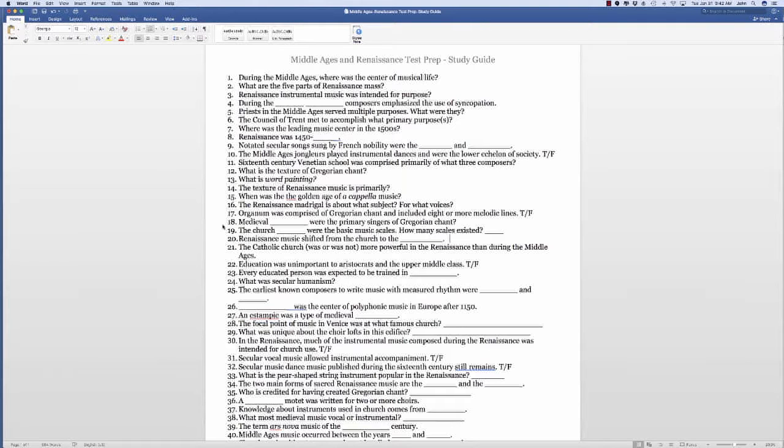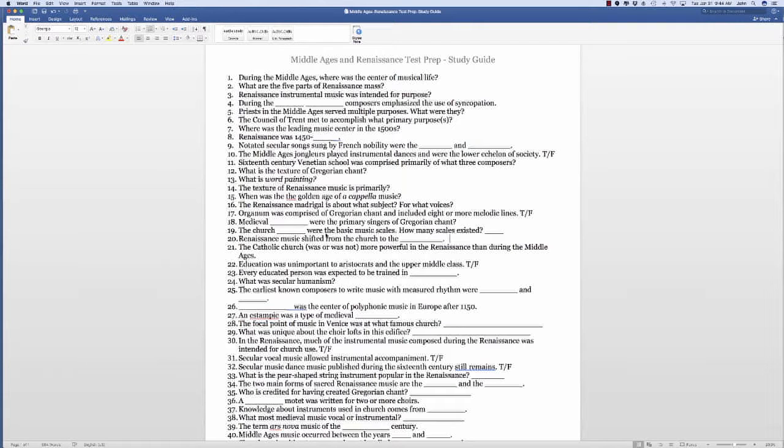Number 3, Renaissance instrumental music was intended for what purpose? Well, it was not something that we found in the church. Instrumental music was very much outside of the church, and the main intent for this was for dancing. It was for entertainment.